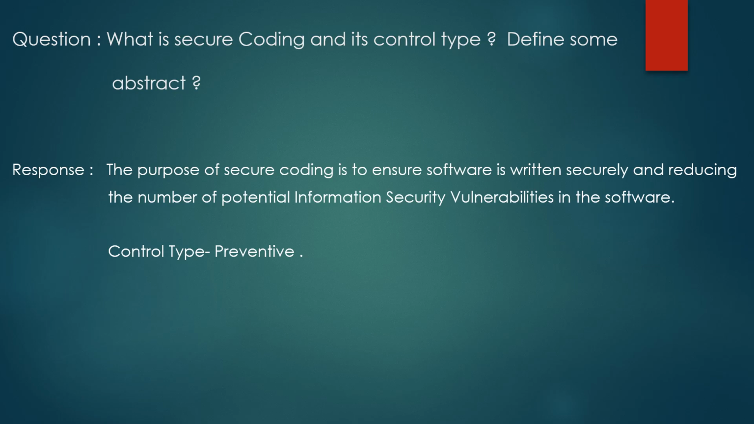Next question is, what is secure coding and its control type? Define some abstract, guys. Abstract means based on examples. So what is secure coding and what is the purpose? The purpose of secure coding is to ensure software or applications are written securely, reducing the number of potential information security vulnerabilities in the software. So secure coding means whatever we are developing in the application part should be vulnerability free.